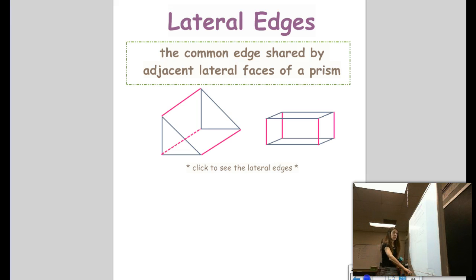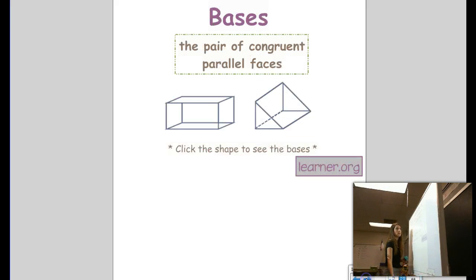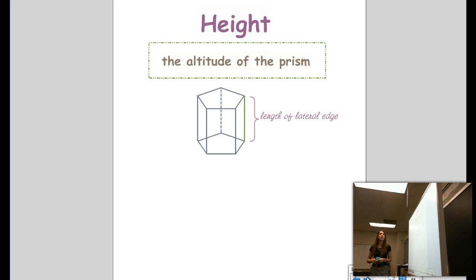So the height of this prism is not A. The height of that prism is B. The height is what connects your base to your base. So that's really important. We're going to talk about that in a minute, though. And then your bases, we already talked about that. Your bases are the pair of congruent parallel faces. The base is whatever there's 2 of. So you never have to wonder what the base is. It's whatever there's 2 of. Okay. There we go. Height is also called the altitude, but we don't need to write that down.